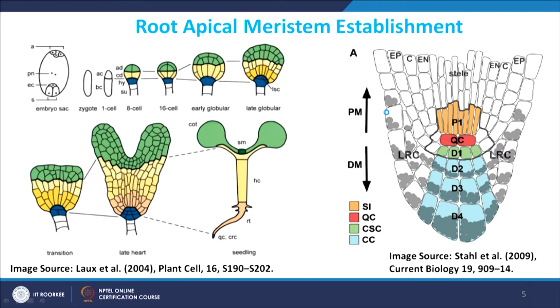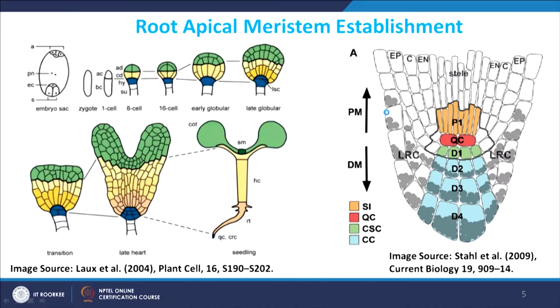How does this process occur? The first thing is how the apical meristem is established, how the proper organization of the root meristem takes place, and what is the importance of all these cells. This happens at a very early stage, during embryogenesis.